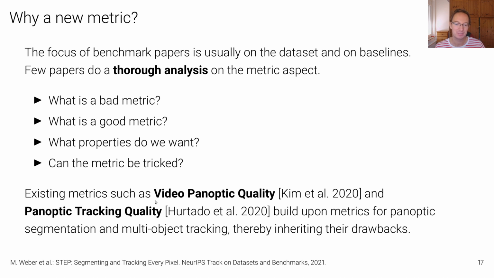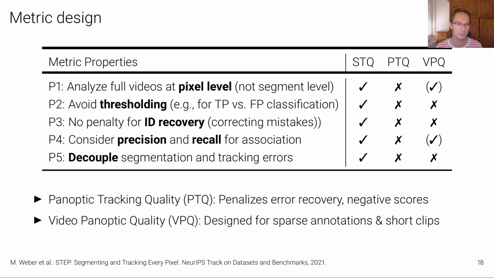Existing metrics such as the Video Panoptic Quality proposed by Kim et al. and Panoptic Tracking Quality proposed by Hurtado et al. build upon metrics for panoptic segmentation and multi-object tracking, basically combining those, but thereby, of course, also inheriting their drawbacks. And in order to develop a new metric, we came up with some desirable properties that we want to implement. And this slide compares these properties that are implemented by our STQ metric to the prior metrics that have been used in the literature, PTQ and VPQ.